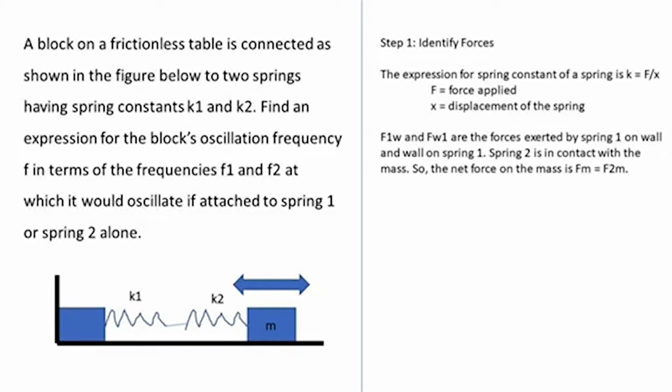So that means that F1W and FW1 are the forces exerted by spring 1 on the wall and by the wall on spring 1. And then spring 2 is in contact with the mass, so that means that the net force on the mass is Fm equals F2m, the force of spring 2 on the mass.